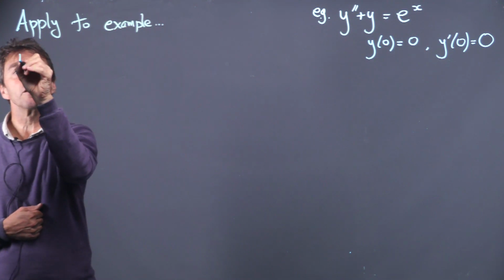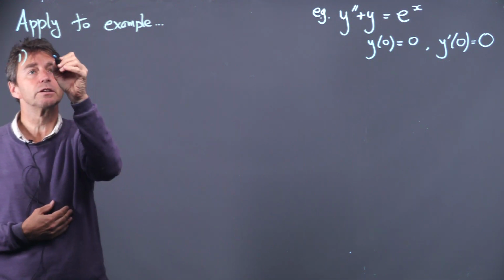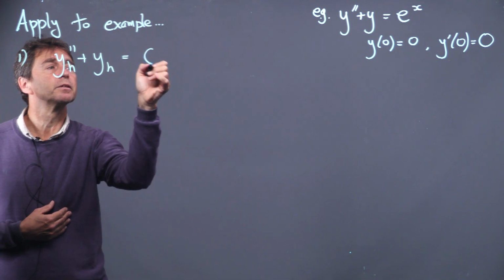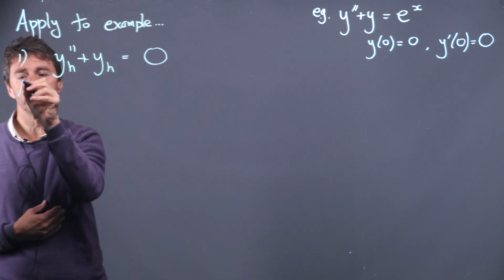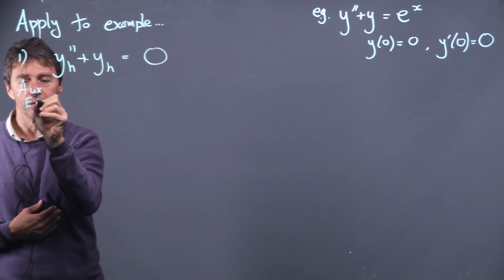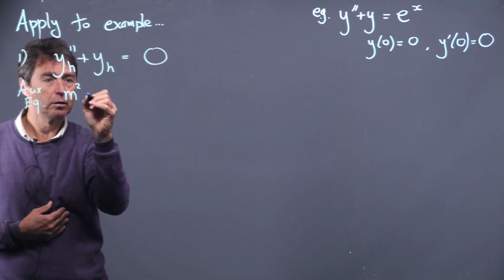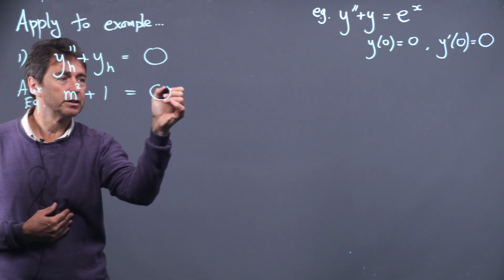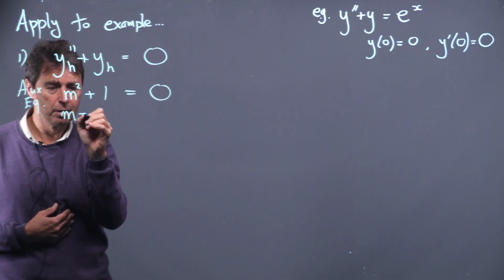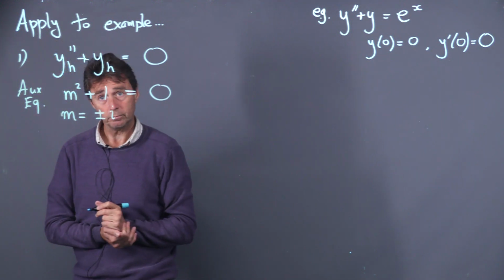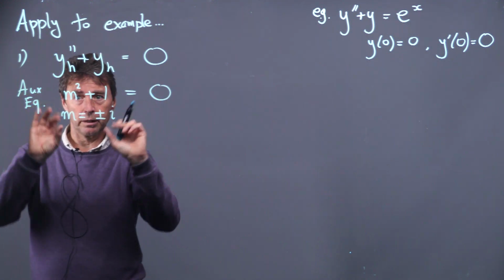There it is. So step one, find the homogeneous solutions. So yh'' + yh = 0 in this particular case. Instead of solving that, we solve an auxiliary quadratic equation, which says that m is plus or minus i. m squared is minus 1. Okay, so this is the complex case.